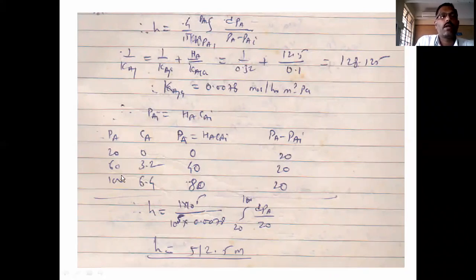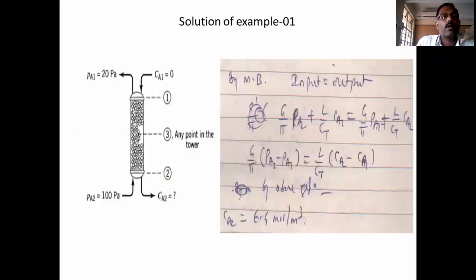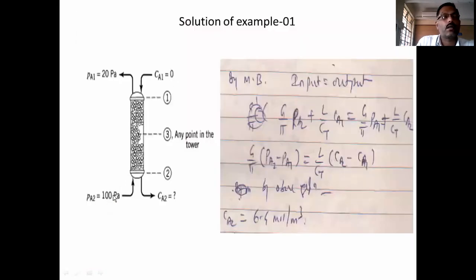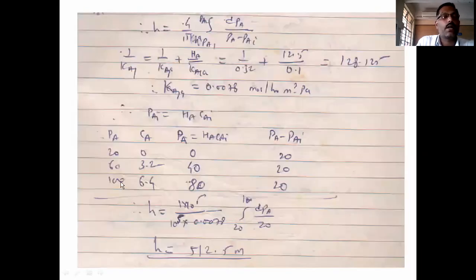This is at point 1. Now we check at another point, first at the bottom of the column. So at the bottom of the column at point 2, PA is 100 here. What is CA2? We calculated 6.4 here. So we take this 100, CA is 6.4. PI we calculate as HA into CI, means 12.5 into 6.4. We get 80. So 100 minus 80, that is 20.